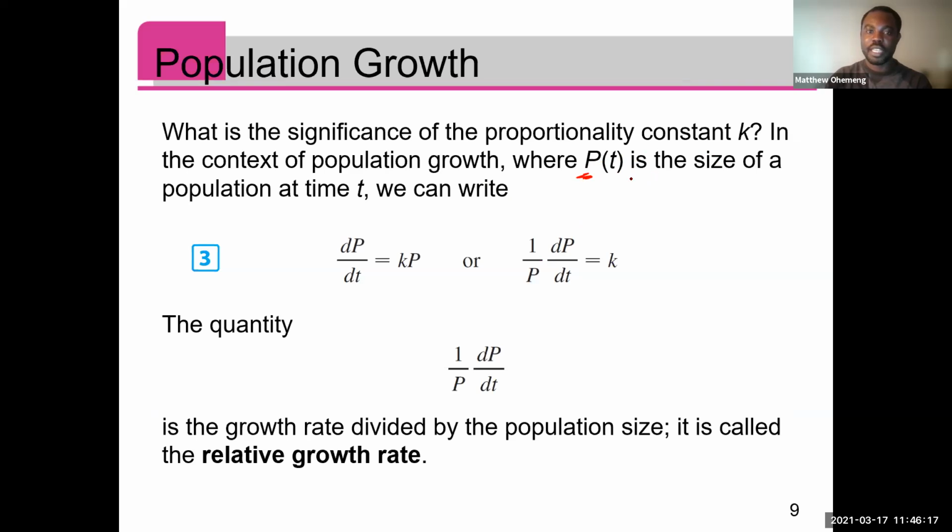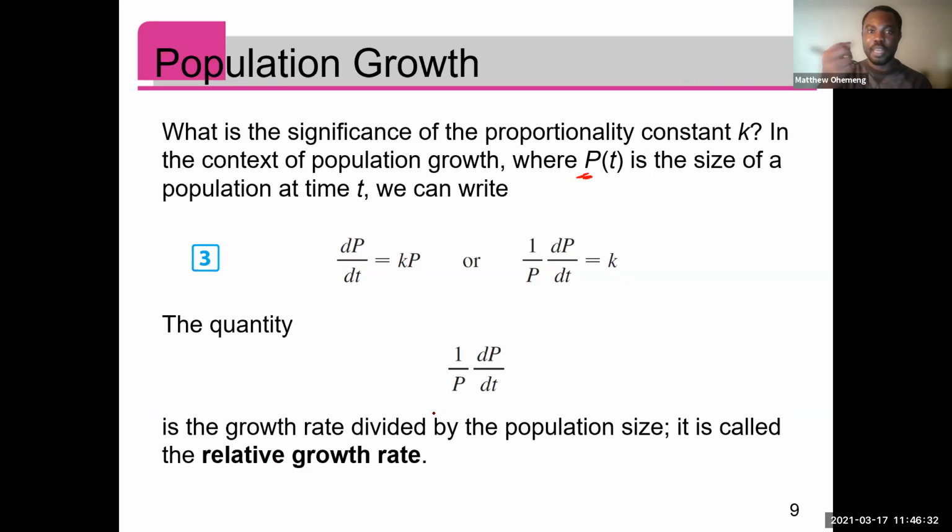The size of population at time T. And as I told you, it's the same thing, right? The Y has just been replaced with P. The rate of change of the population is proportional to the population at that time. Now, this K has a name under population growth. It's called relative growth rate.